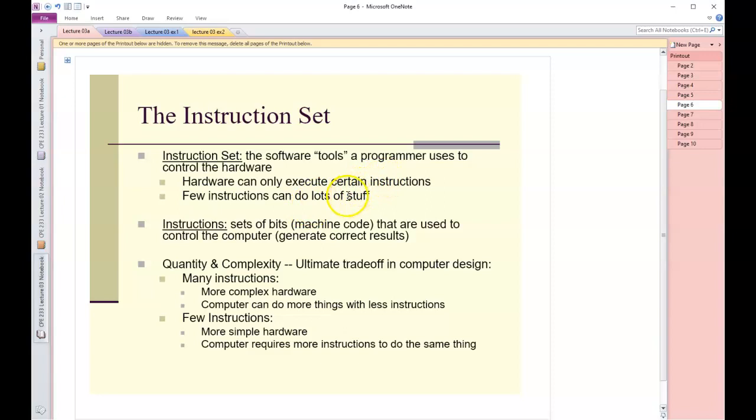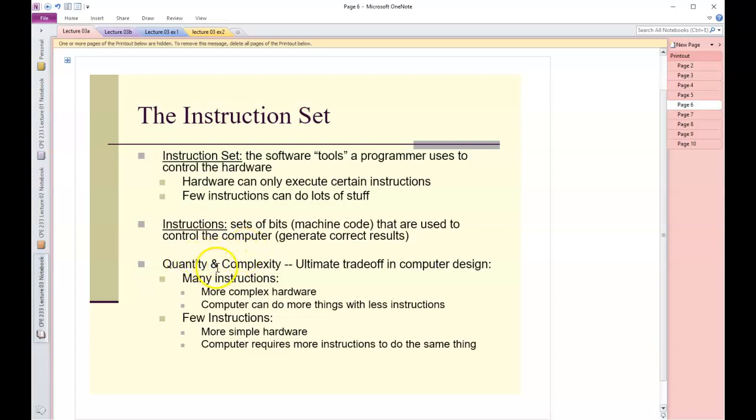Controls certain parts of the hardware, etc. We looked at that before. So the instructions themselves are a bunch of bits. The bits are in the machine code. Essentially, each of the instructions is a bunch of bits. The underlying hardware uses those bits to essentially generate the answer you're hoping for.